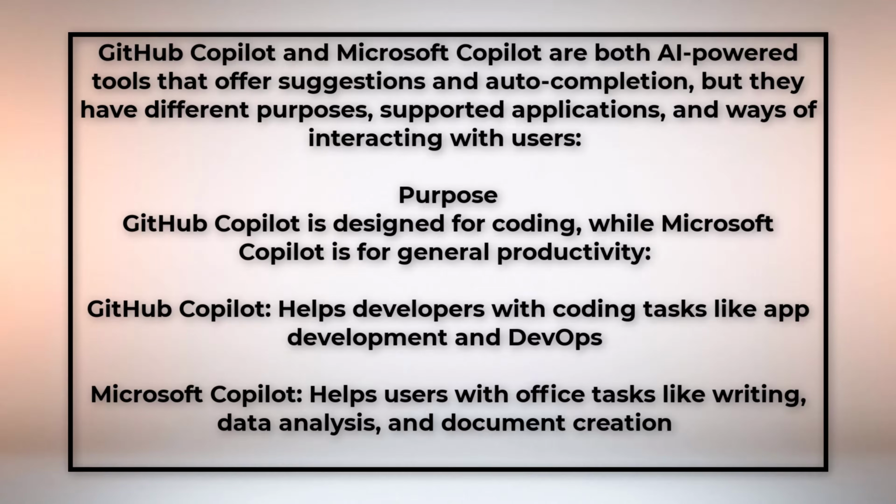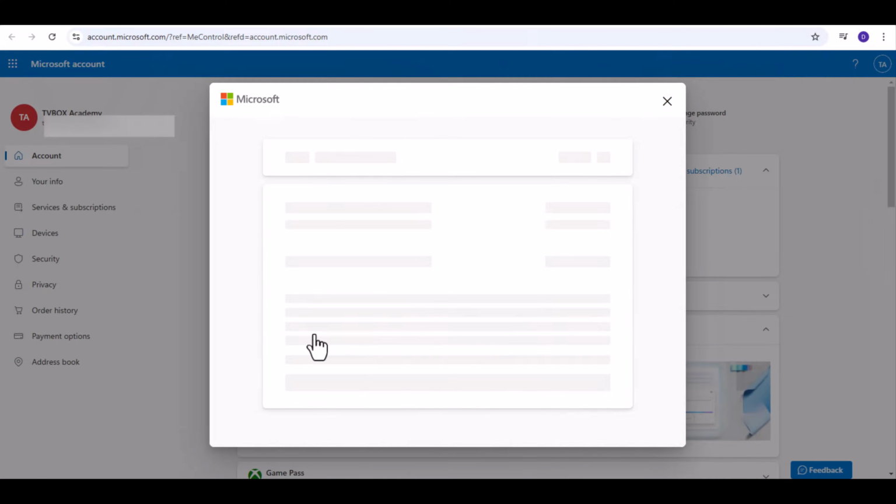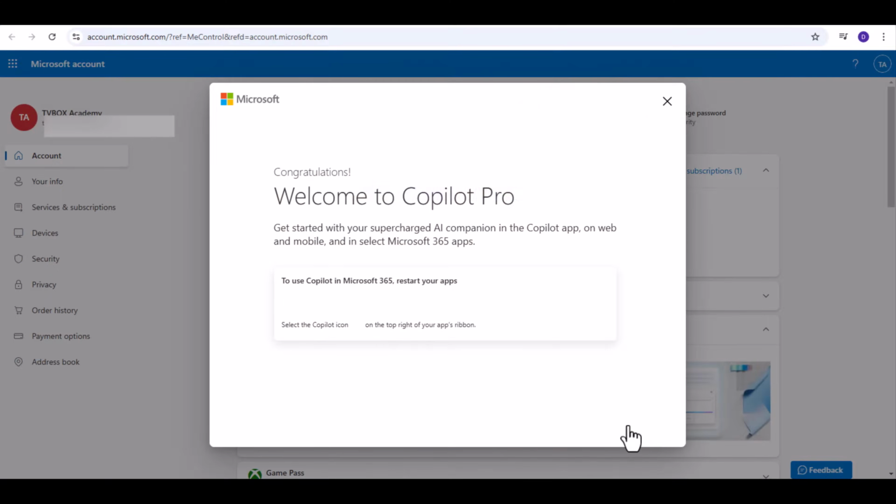So let's take a look. It says GitHub Copilot and Microsoft Copilot are both AI-powered tools that offer suggestions and auto completion, but they have different purposes, support applications, and ways of interacting with users. It says GitHub Copilot is designed for coding, while Microsoft Copilot is for general productivity. Let's click to join Microsoft Copilot Pro.